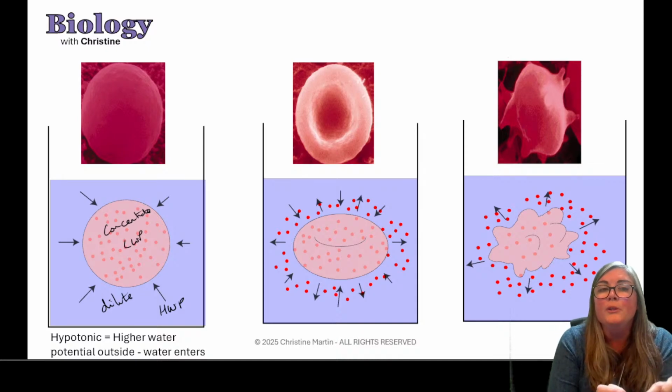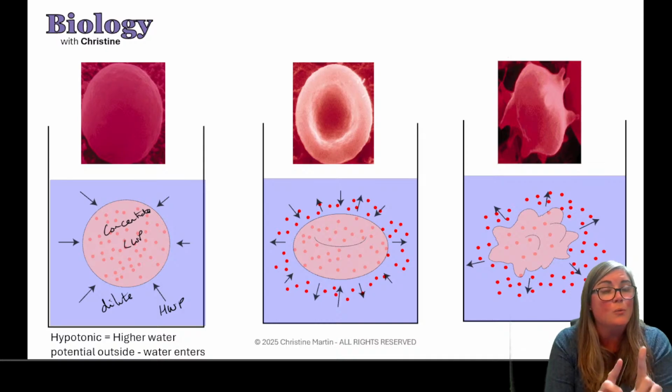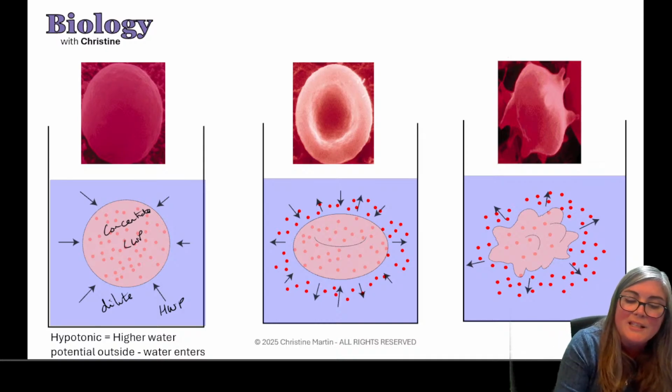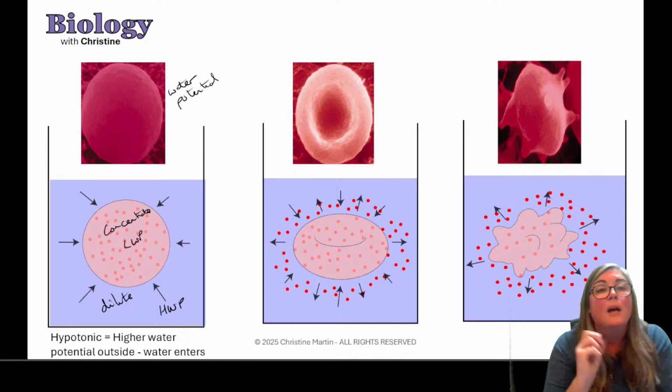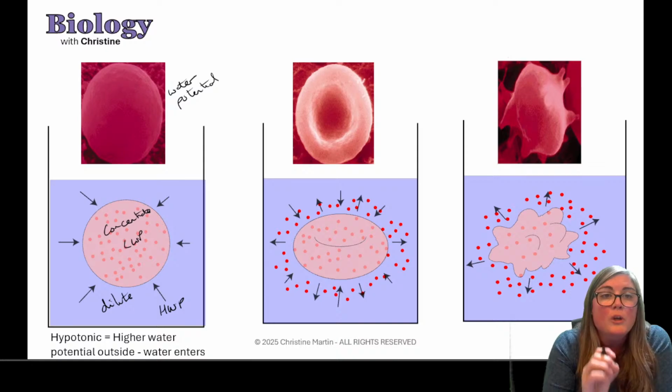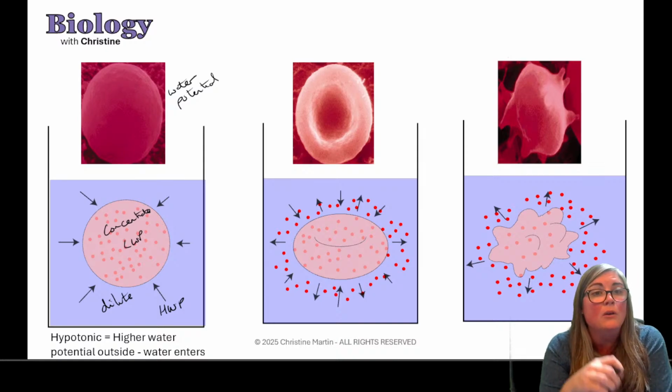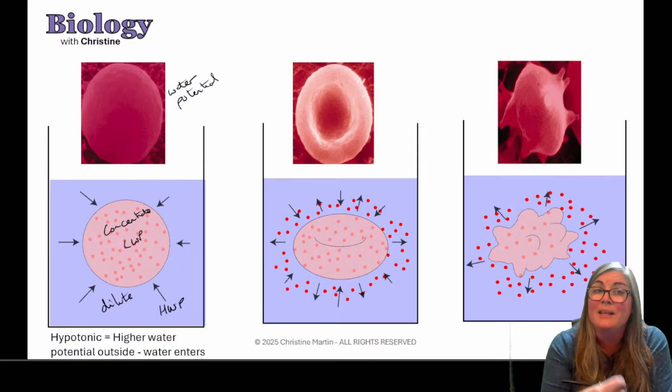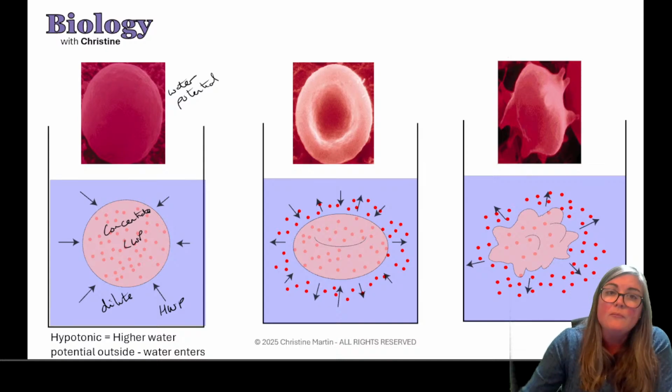If the water concentration, so we don't say concentration in biology, we say water potential. If the water potential, and you will be given the mark if you talk about the water potential in your answer, if the water potential is greater on the outside than inside, water will enter the cell.